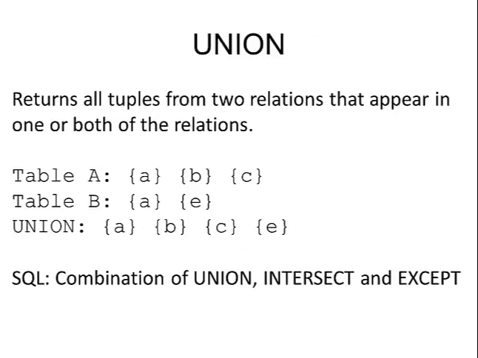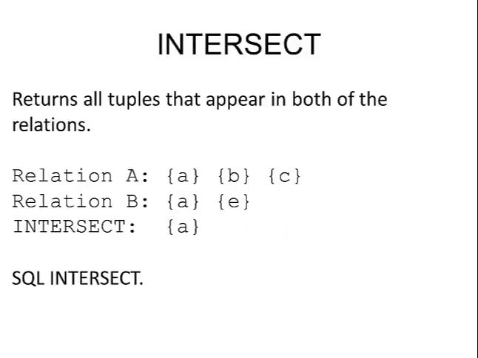Union returns all tuples from 2 relations that appear in one or both of the relations. So table A has A, B, and C. Table B has A and E. What are the ones that appear in one or both? A, B, C, and E. Intersect returns all tuples that appear in both relations. In this case, A appears in both of them.